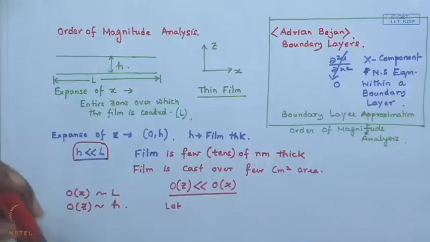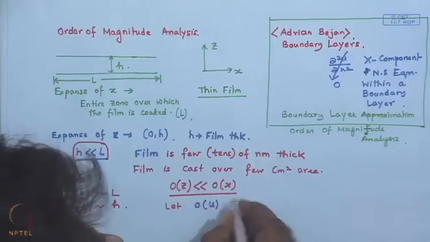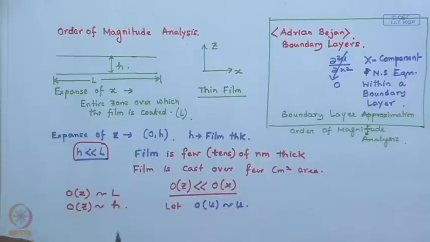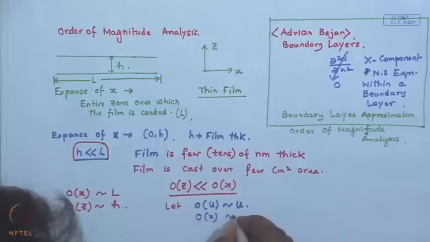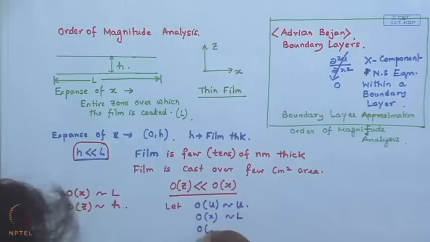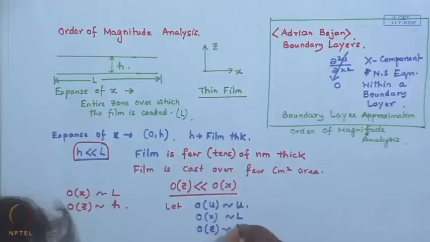Okay. But still it works remarkably well for unknown systems, or to identify the importance of different terms in a particular system, and that is why we will discuss the order of magnitude analysis. Now, let us assume that the order of u be that of u, and we also have the order of x to be L, order of z to be h.